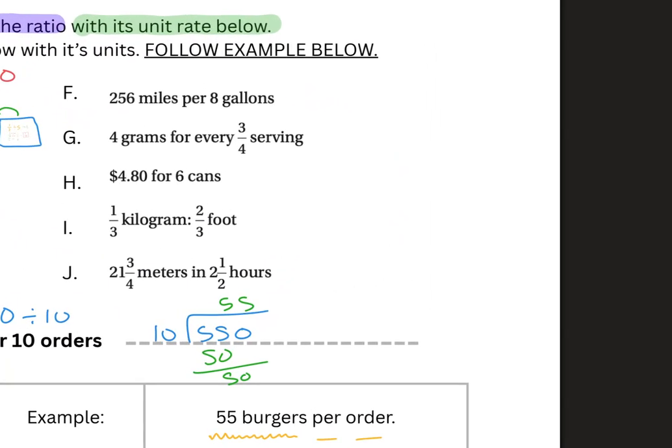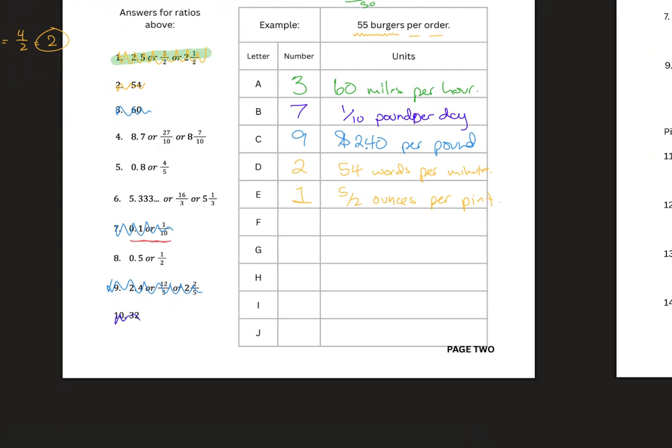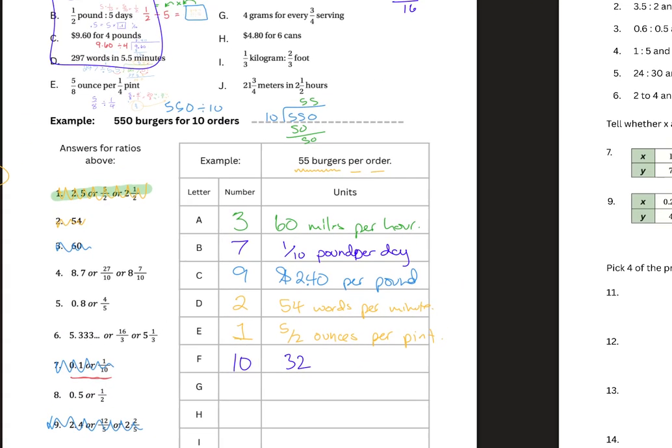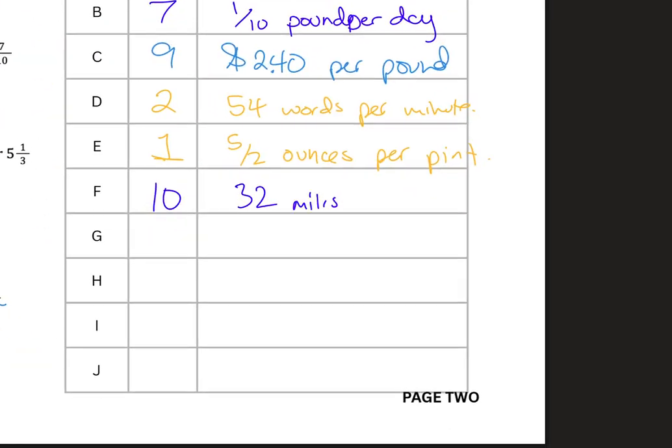Let's zoom in here. 256 per 8. This is pretty simple. We're just dividing like this. 8 goes into 25 3 times. That's 24. I was about to write 4. And then 8 goes into 16 twice. So it's 32. So F is 32. That's 10. We're going to throw that right there. Let's see, 32, I forgot what the thing said, miles per gallon. Oh, okay, 32 miles per gallon.